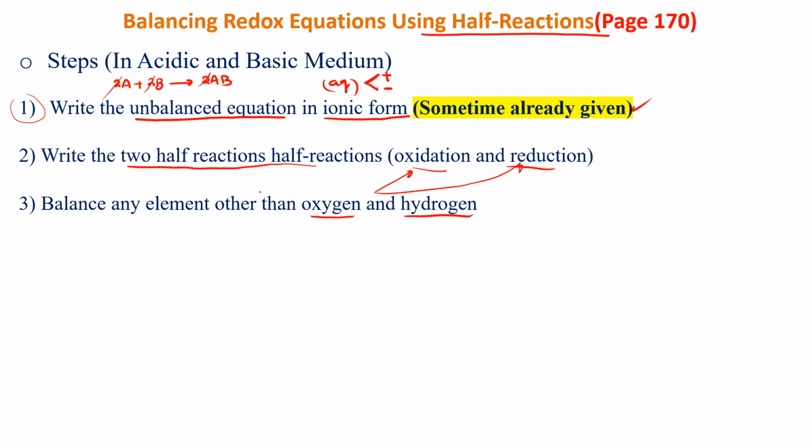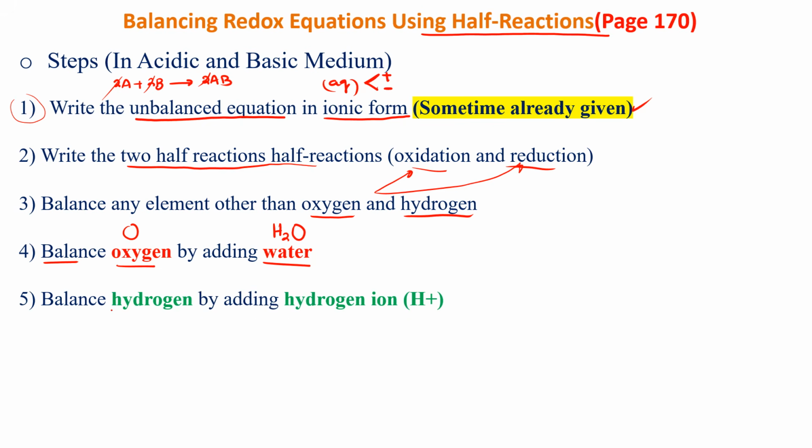Now if you have oxygen and hydrogen in the reaction, this is what we are going to do. We are going to balance oxygen by adding water. So O, we are going to balance it by adding water. You will see what I mean, okay? And we are going to balance hydrogen by adding the H+. Again, you are going to see what I'm talking about in the next example. So just follow these steps.